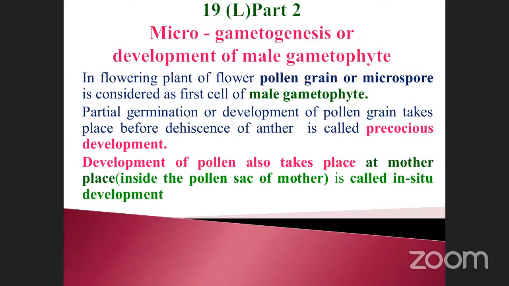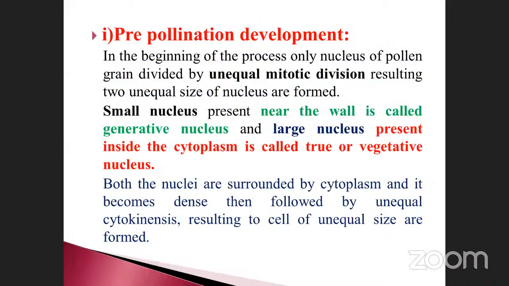Partial germination or development of the pollen grain that takes place before dehiscence of the anther is called pre-shedding development. Development of the pollen also takes place inside the mother pollen sac. That is called in situ development. This is also pre-dehiscence development. In situ means within the mother cell, the mother pollen sac.